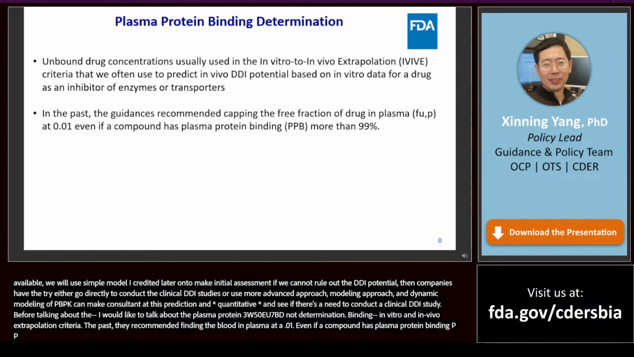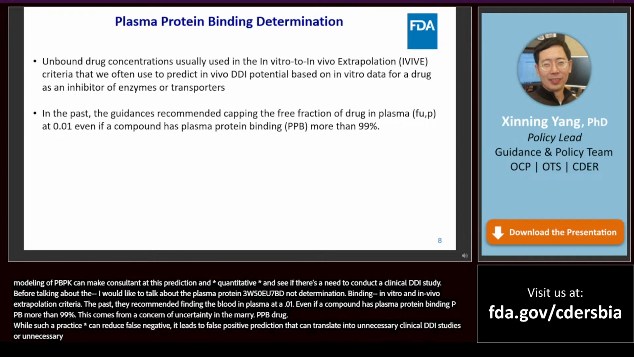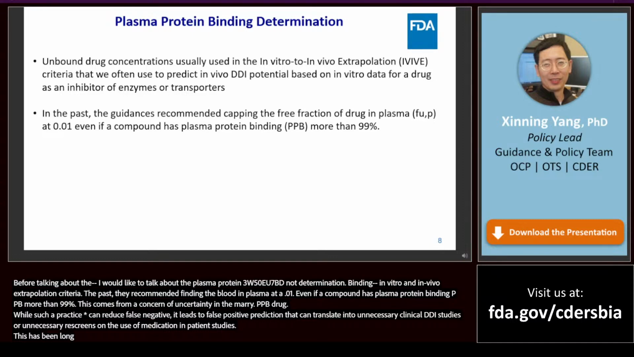This comes from a concern about the uncertainty in the measurement of PPB for very highly protein-bound drugs. While such a practice can reduce false negatives, it also leads to some false positive predictions that can translate into unnecessary clinical DDI studies or unnecessary restraints on the use of concomitant medication in patient studies. There has long been discussion about the need to cap FUP at 0.01.